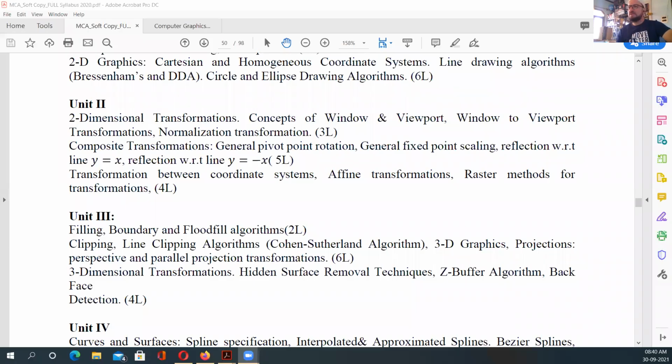Okay, having said that, Bismillah ar-Rahman ar-Rahim, let's now start. Today we talk about composite transformation. We have just started it yesterday. We said general pivot point rotation, and today we talk about general fixed point scaling, then reflection with respect to the line y equals x, and reflection with respect to the line y equals minus x. Let's take all three today.